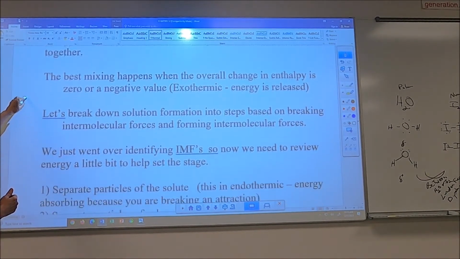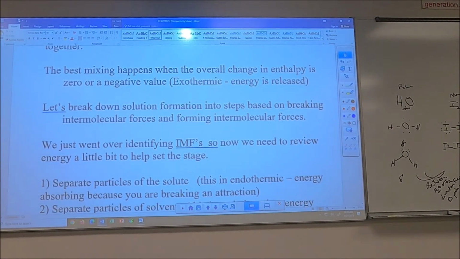So the best mixing happens when the overall change in enthalpy is 0 or a negative value. So it's exothermic. Anytime you mix two different substances together, there's going to be an increase in entropy.